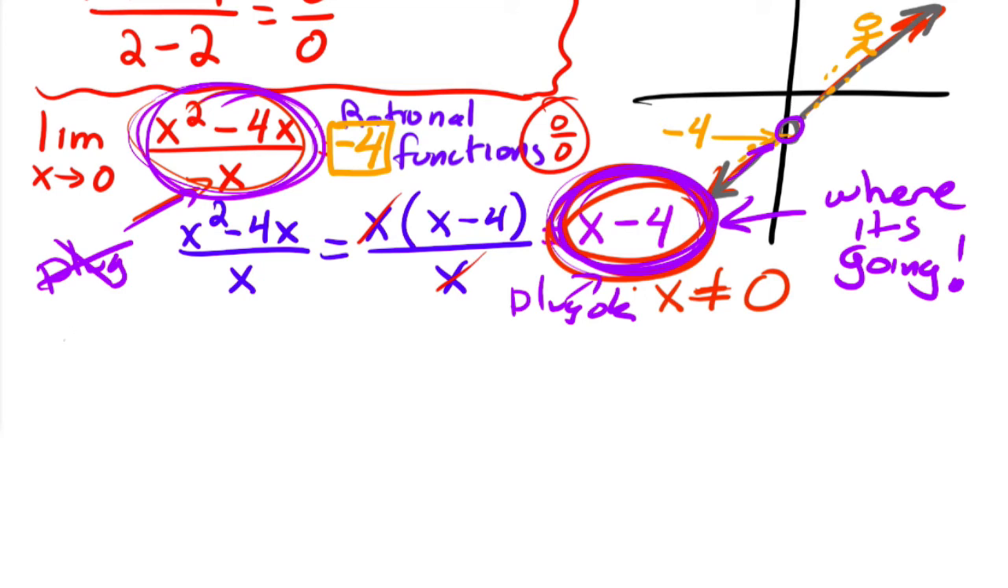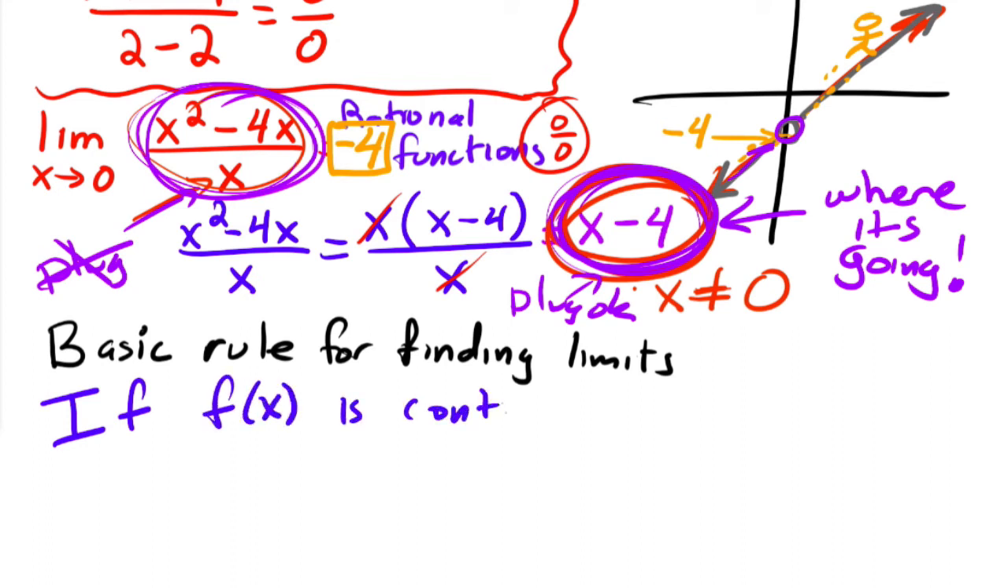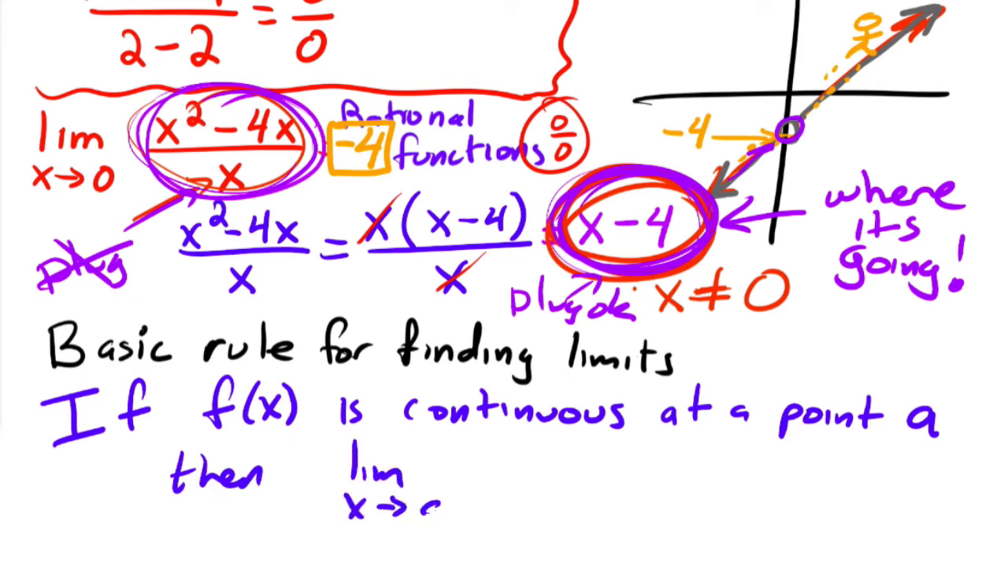Okay, so what we just got from that is a very important basic rule for finding limits. And to do that, I'm just going to write down the rule. We haven't really rigorously defined continuity, but most of you guys intuitively know what that means, so I'm just going to use it anyways. We're just going to say that if your function is continuous at a point, let's just call it a, then the limit as x approaches a of your function is equal to f of a. Now this is just another way of saying the definition of continuity, which we're going to go over later.